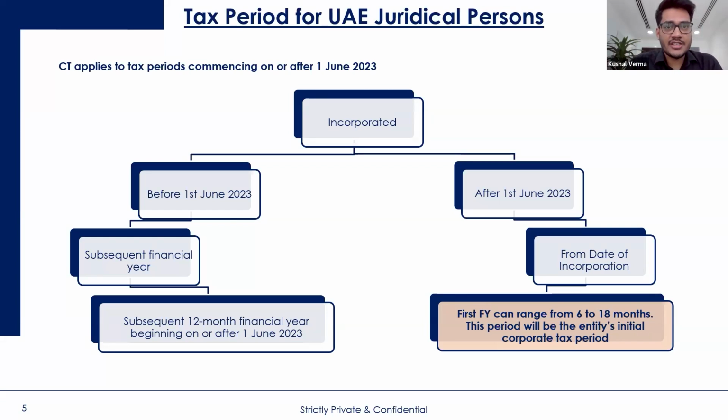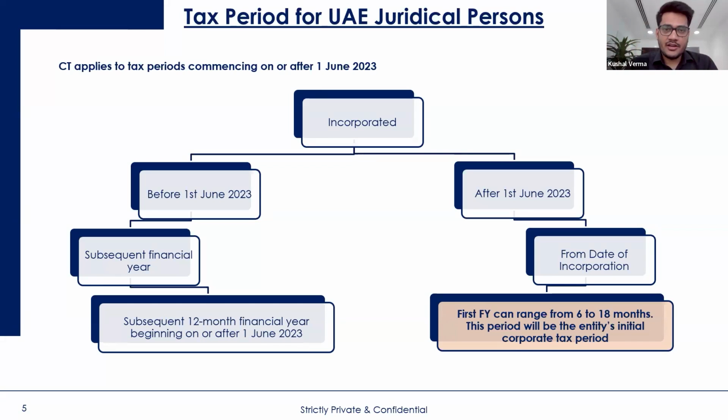So in this clarification, which entities are included? UAE juridical persons include all LLC companies, limited liability companies, all public joint stock companies, any free zone company, and any juridical person like partnership firms. All are included in this particular list of persons.